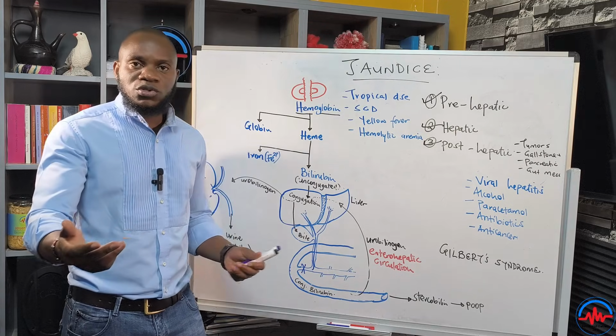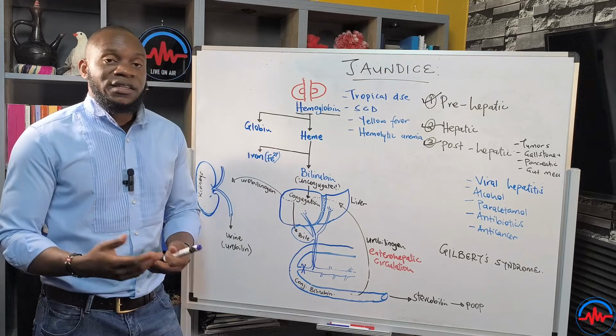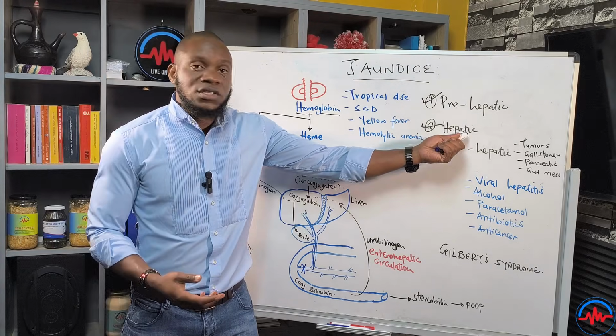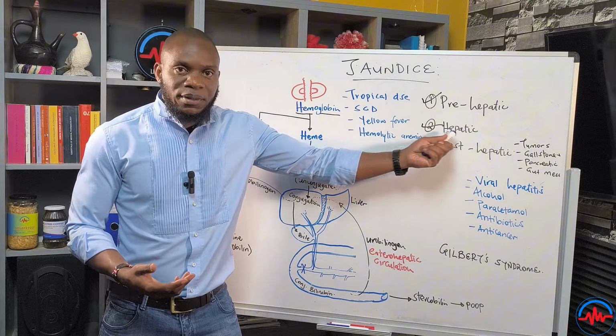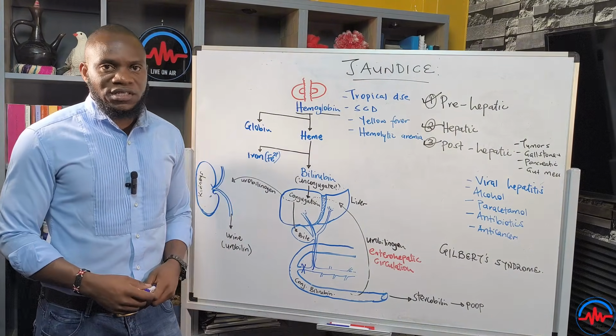People who consume a lot of fructose, sugars and processed foods cause a lot of inflammation in the liver. They're actually going to experience hepatic jaundice, sometimes pre-hepatic, but mostly hepatic jaundice. Okay, people who are constantly abusing paracetamol, right?